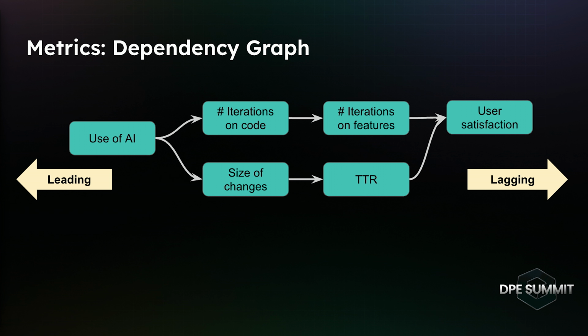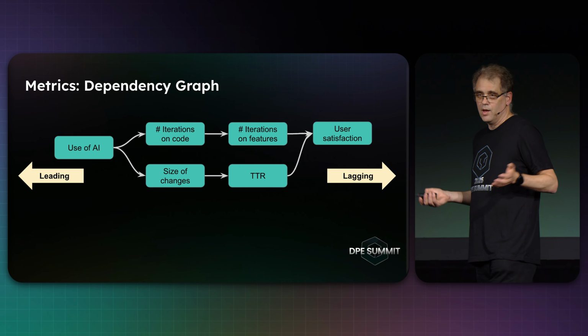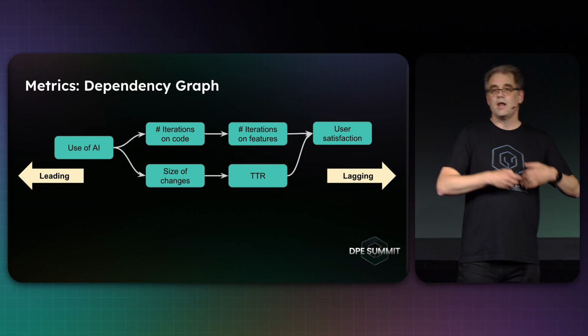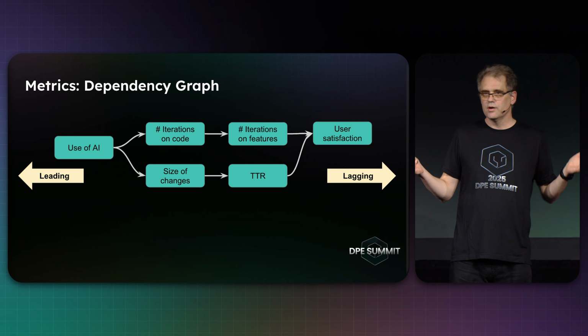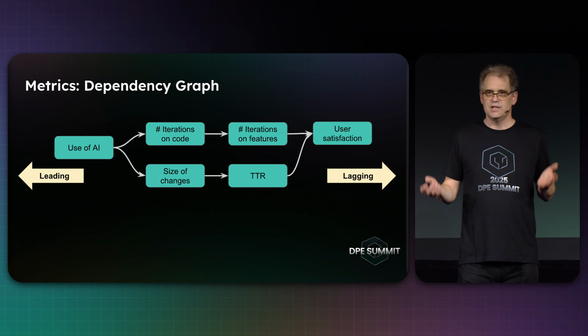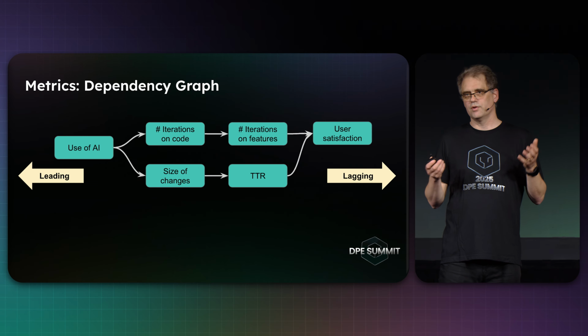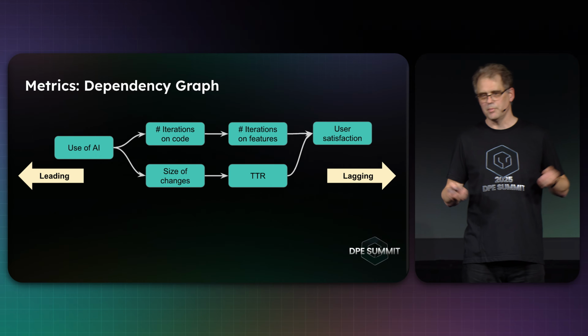In this example, if you use more AI, you're going to have more iteration on the code, hopefully more features, and maybe you're going to get more satisfied users. But on the other hand, the use of AI creates larger code, larger changes, which itself can make it more difficult to understand failure, so PTR or MTTR for medium one.